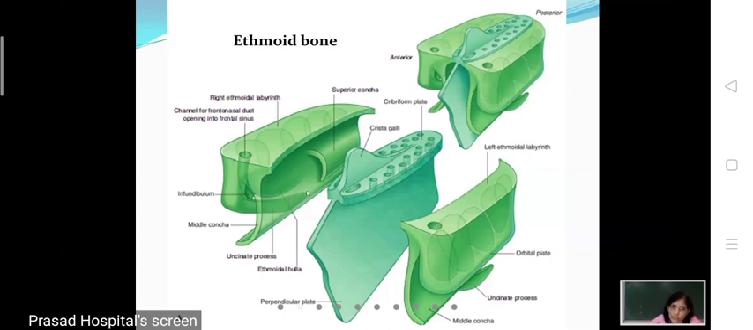So you will find all these things in the lateral wall of the nasal cavity. So this is a little bit about the ethmoid bone, which you should know with respect to lateral wall of nose. You don't need to go into the depth of ethmoid bone. You are not asked about it, but you should know about the parts.